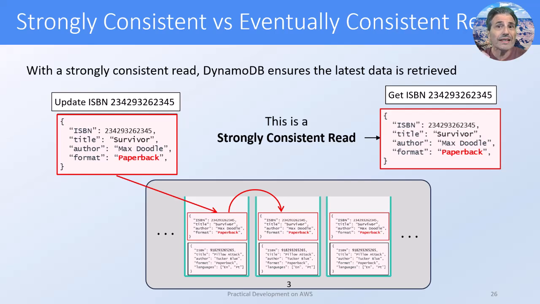Now, the cool thing is, this is not a table level setting. You can actually pick and choose just the queries that you want to do strongly consistent or eventually consistent. Now, at this point, you might ask, well, if I can do the strongly consistent, why do I even care? Well, that's going to get to the topic of capacity, which is coming up next.